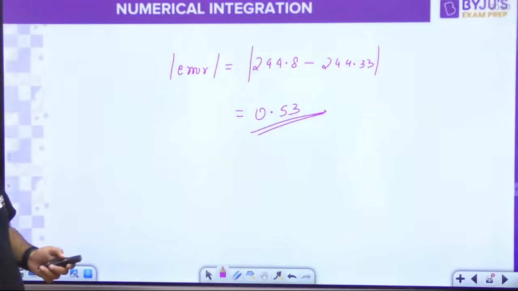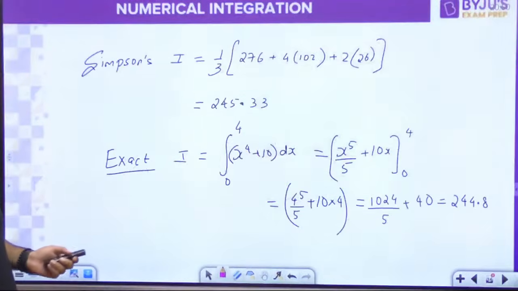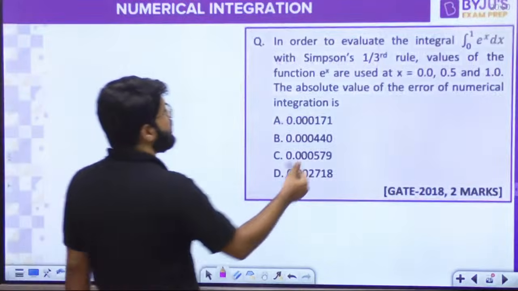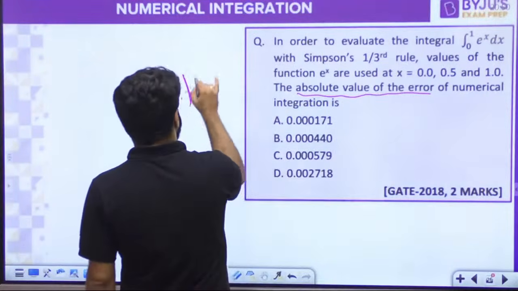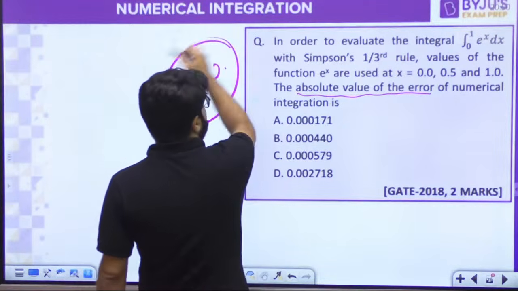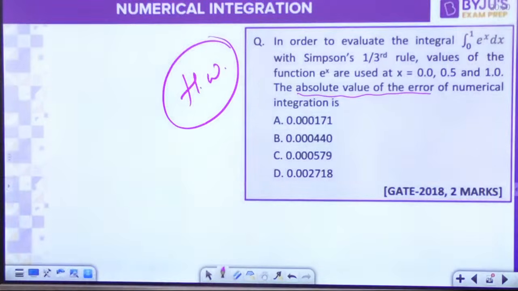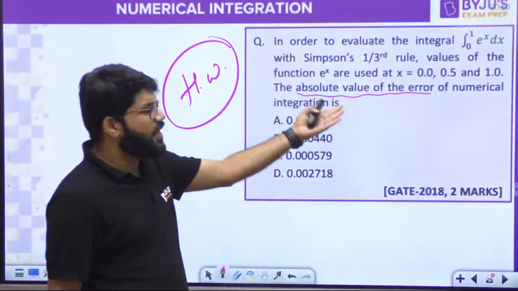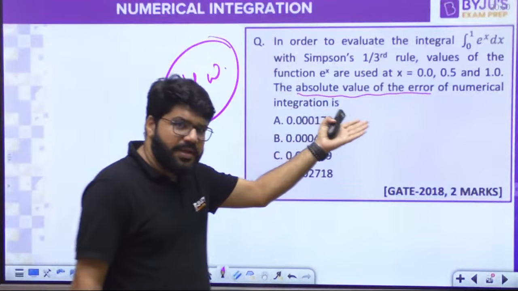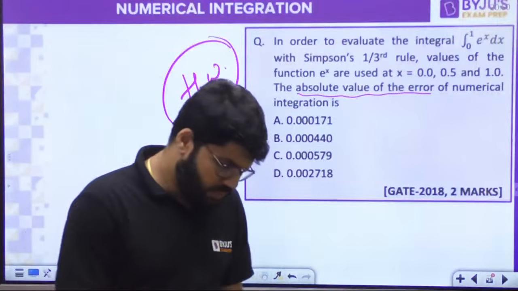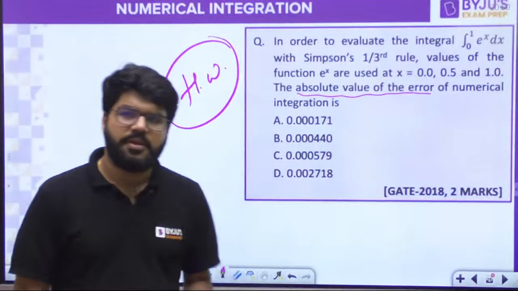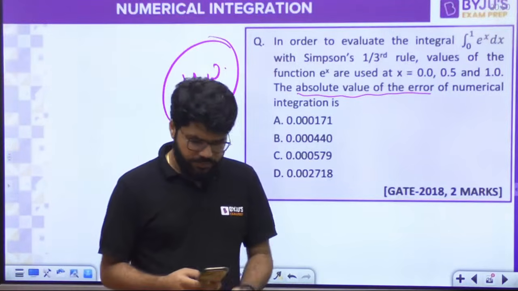चलो, ok, next. So one more question on the error, absolute value of the error. Homework: take the absolute value of the error using Simpson's. e power x का direct integration is very easy. You can directly integrate and then find the value by Simpson's. Similar question as homework, guys.